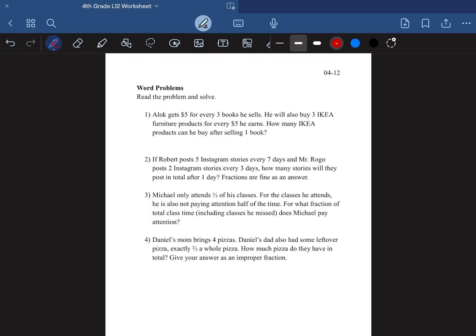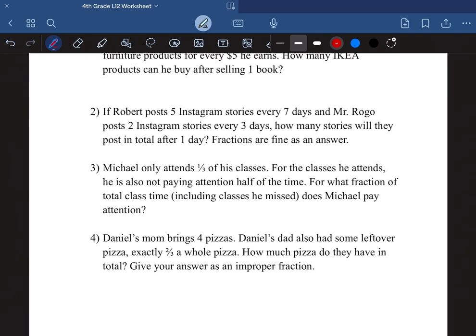Word problems. Read the problem and solve. Number 2. If Robert posts 5 Instagram stories every 7 days and Mr. Rogo posts 2 Instagram stories every 3 days, how many stories will they post in total after 1 day? Fractions are fine as an answer.